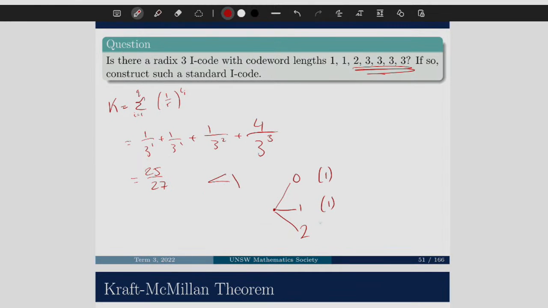Going from 2, again, I can have radix where I add on another 0, because it's radix 3. And that's going to be my code word length 2, because it's 2, 0. Similarly, I have 1, but I don't need another one with length 2, I need one of length 3. So I just add another branch, essentially.